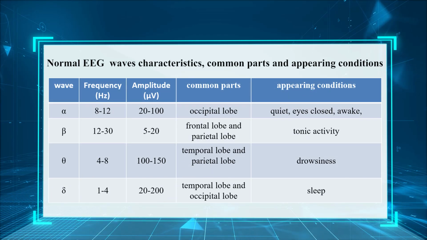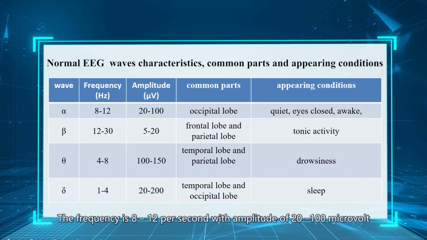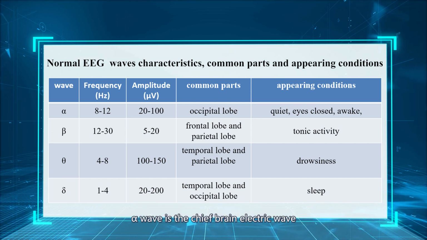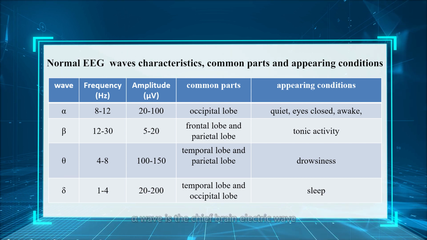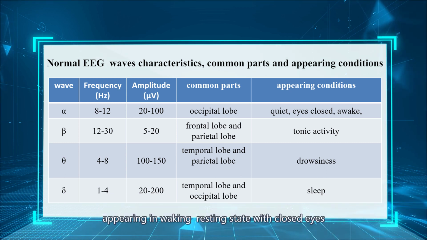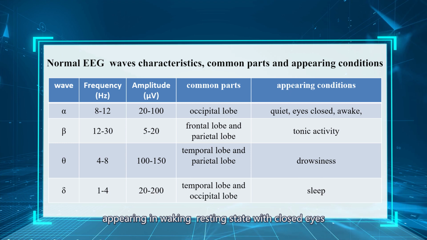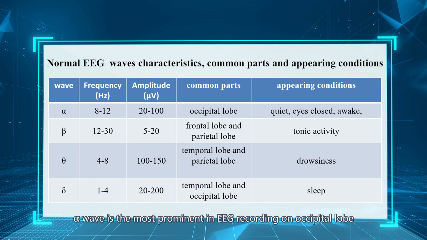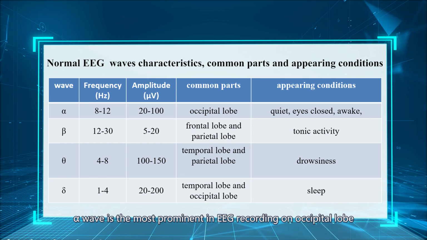Alpha wave. The frequency is 8 to 12 Hz with amplitude of 20 to 100 microvolts. Alpha wave is the chief brain electrical wave in the resting state of the adult, appearing in waking, resting states with closed eyes. Alpha wave is the most prominent in EEG recorded at the occipital lobe.